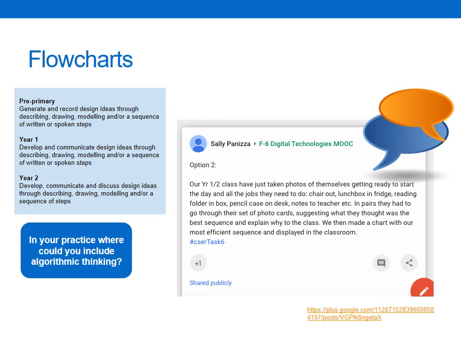And I've just taken from the WA curriculum on the left there. Pre-primary students should be able to generate and record design ideas through describing, drawing, modelling, and or a sequence of written or spoken steps. In year 1, they're developing and communicating design ideas through describing, drawing, modelling, and or a sequence of written or spoken steps. And then that builds into year 2, so they're actually discussing their ideas and beginning with algorithms.